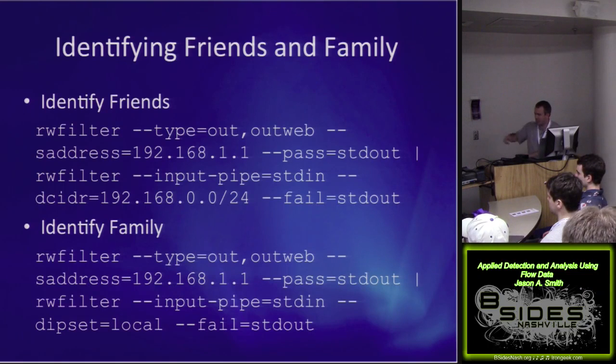We see dipset equals local down there. That's where you've identified a list of IP addresses, and you've thrown those into what they call an RW set, and this RW set can be queried through there.